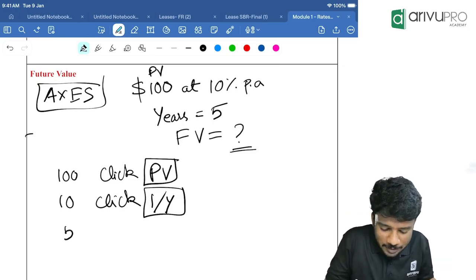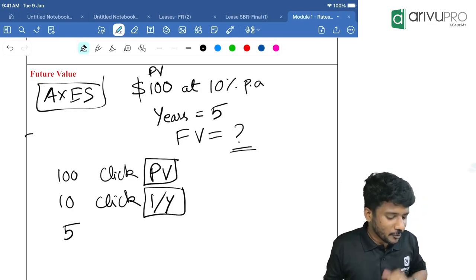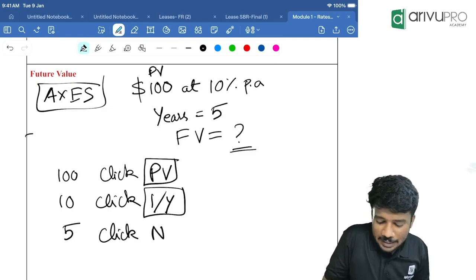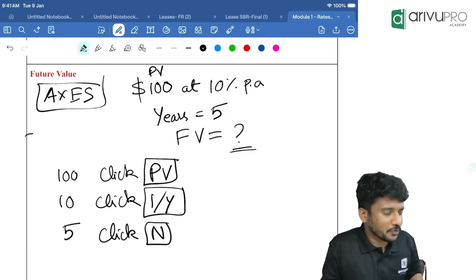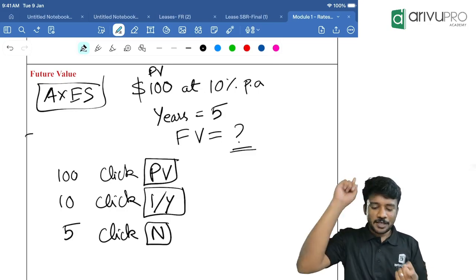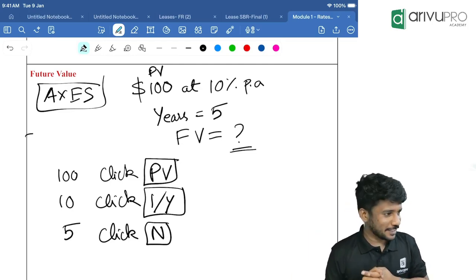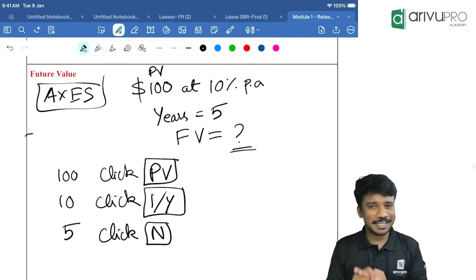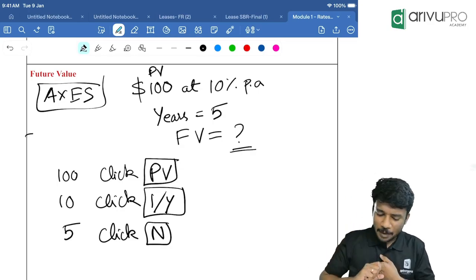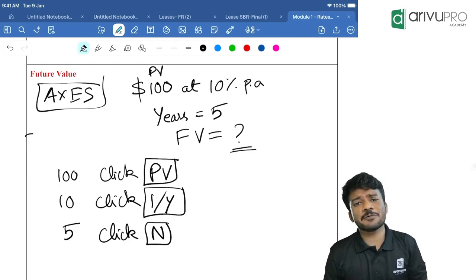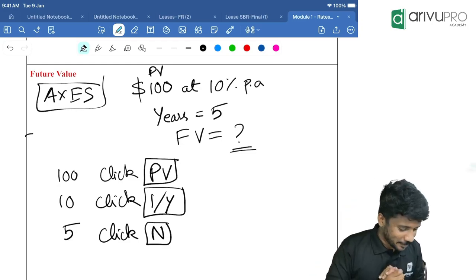Now, how many years? 5. So type 5 on your calculator. Then you will click N. N is the number of years. That means we saved 100 as PV, we saved 10 as the percentage of interest by clicking I/Y, then we save the number of years as 5 by typing 5 and then clicking the N button on your calculator.